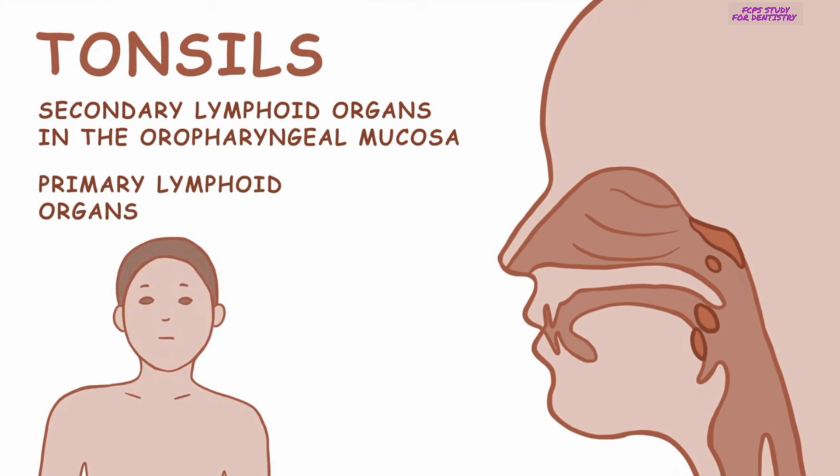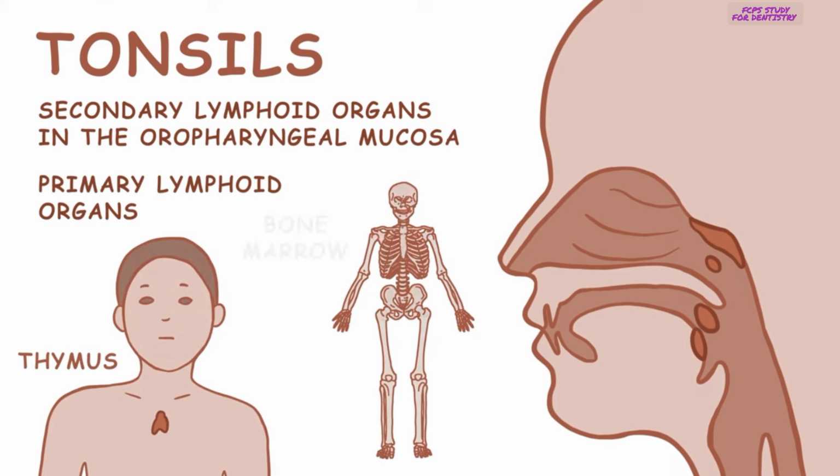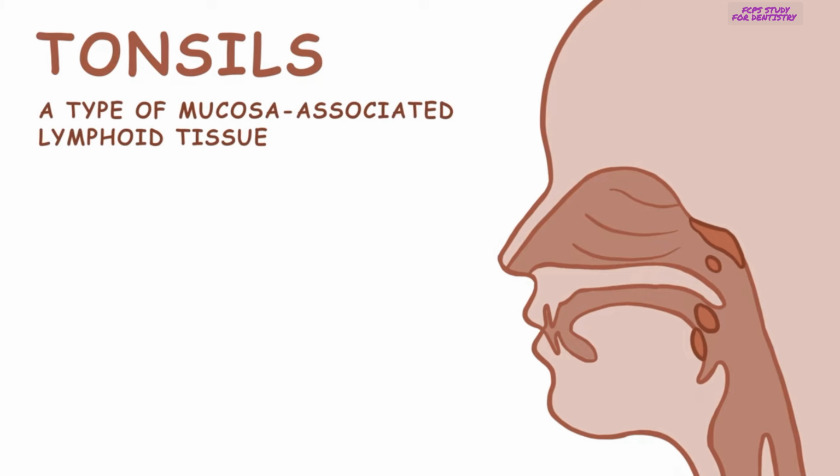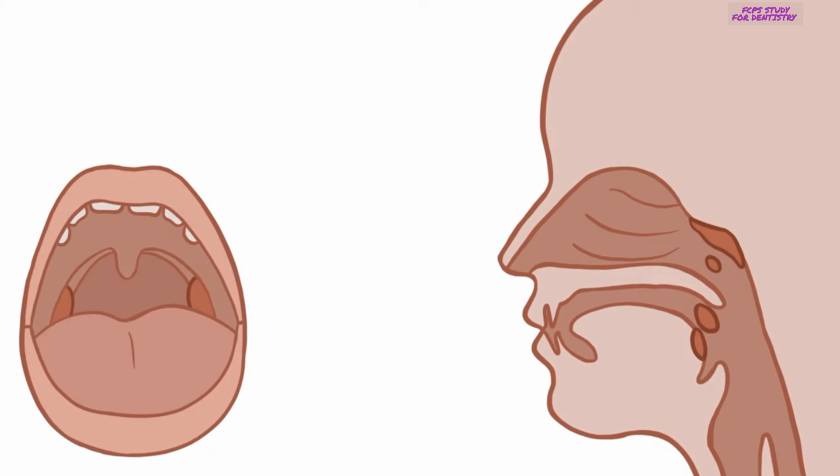Mucosa. Primary lymphoid organs include the thymus and bone marrow. The tonsils are a type of mucosa-associated lymphoid tissue, abbreviated MALT, which are found in mucosal surfaces. There are 4 kinds of tonsillar structures.